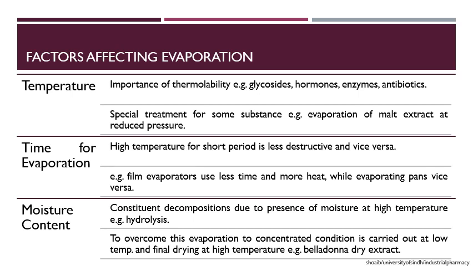And in certain cases, we have to use some special treatment for some special substances, like the evaporation of malt extract at the reduced pressure. As we know, as we reduce the pressure, we can boil a substance at a much lower temperature. So by reducing the pressure, we can evaporate certain thermolabile substances, for example the malt extract.